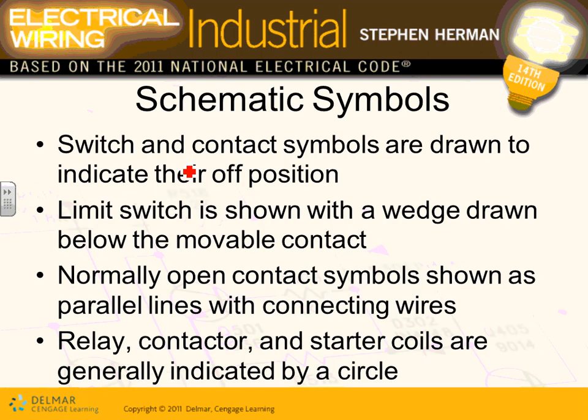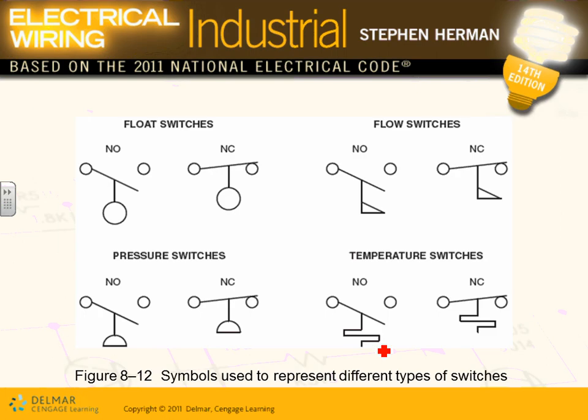Okay, schematic symbols. There are so many symbols for schematics, and I want to show you some of them, guys. Switch and contact symbols are drawn to indicate the off position. You'll see them in a second. Limit switches, we'll look at how they draw them. Normally open contact switches, relays, contactors and solenoids are drawn as a circle, and you are looking at them right here. So here are the symbols that they use, guys, when you do schematics.